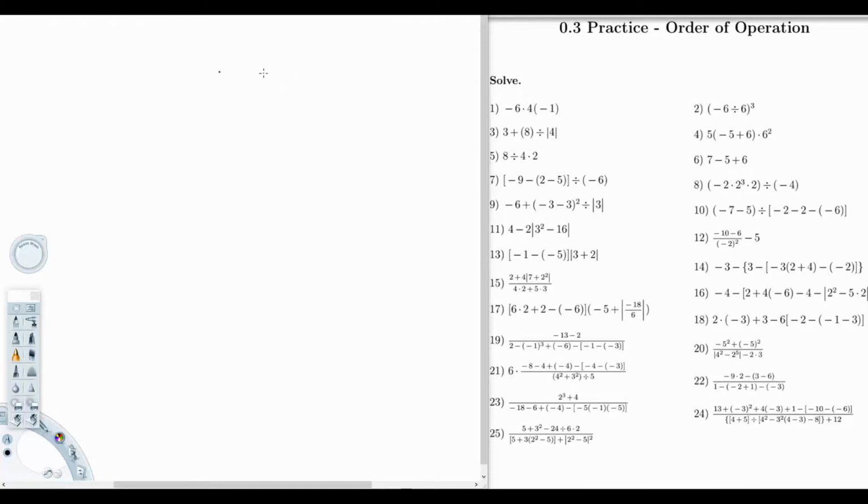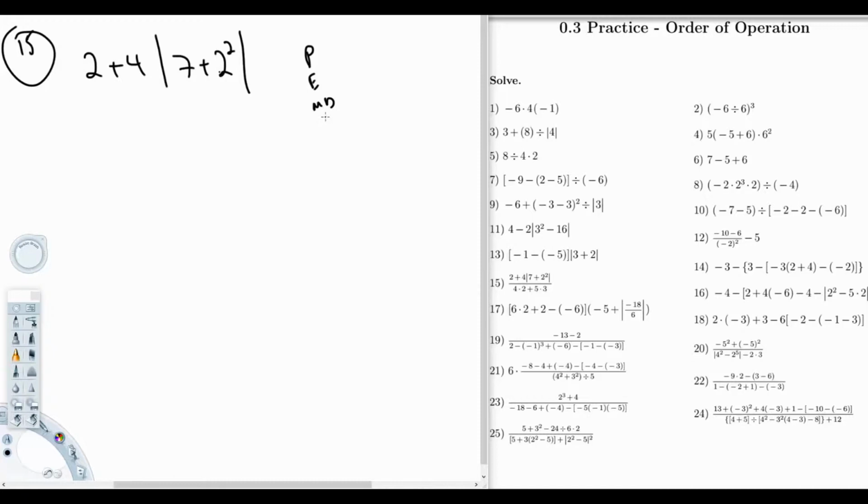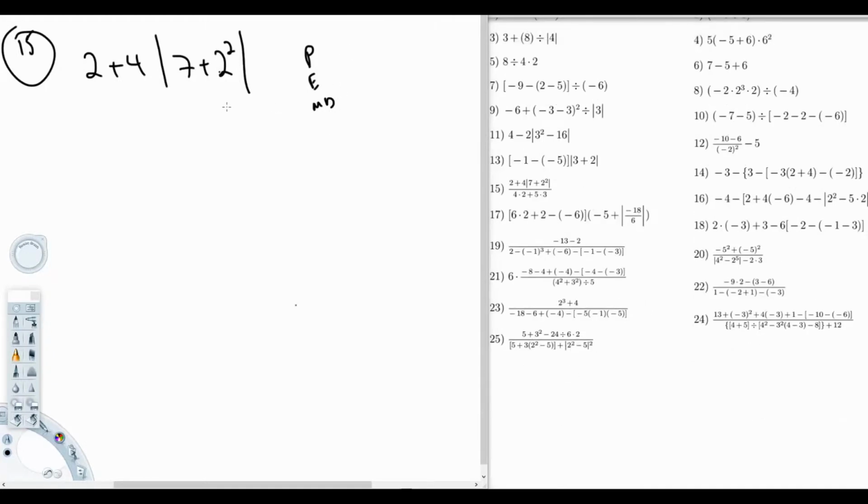So back to problems. I'm going to start with number 15. So what does number 15 say? It says 2 plus 4, 7 plus 2. All right, so what we said before was these are absolute values. So first we do the parentheses, then the exponents, then multiplication, division, and then we do addition, subtraction. So this is our parentheses.